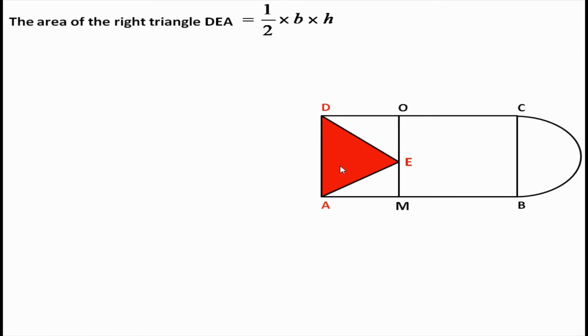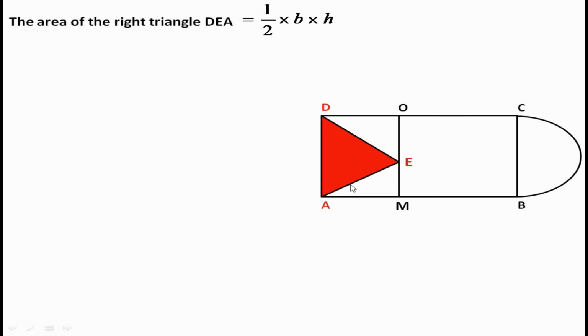How will we carry out the area of this right triangle? It's simple actually. We will carry out the area of this right triangle with the help of the formula half into base into height. This formula is applied on every type of triangle. This is the formula for the area of any triangle. Half into base into height.